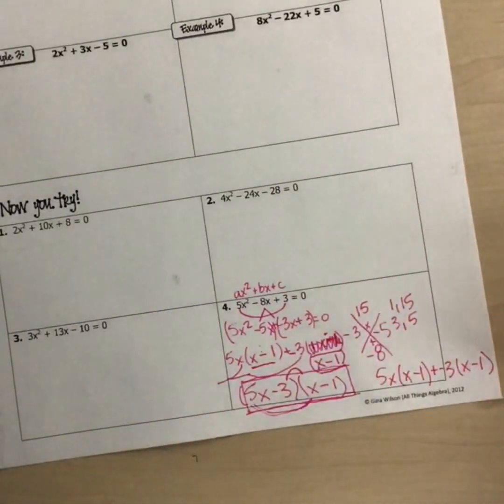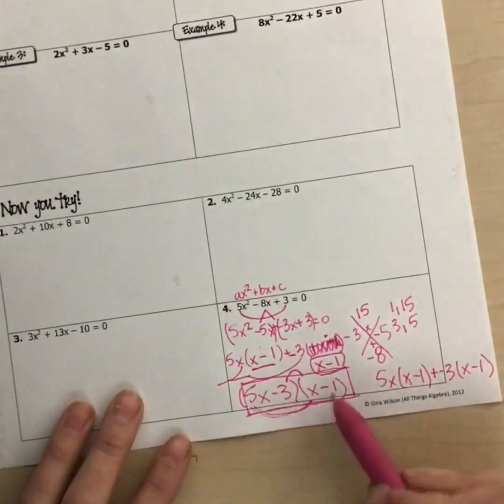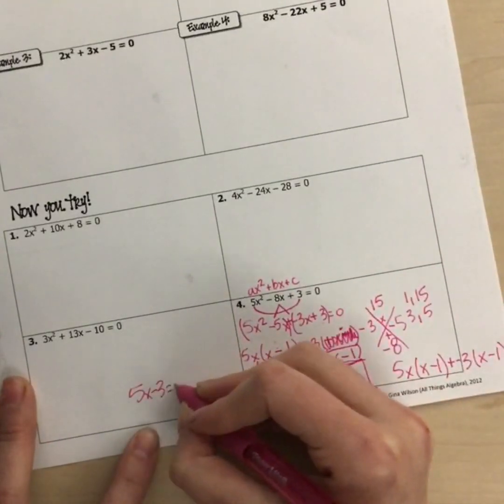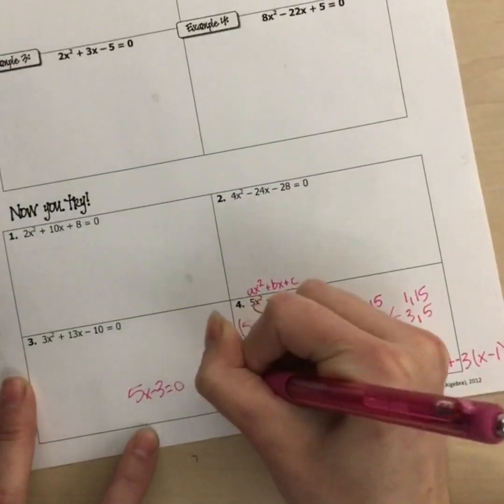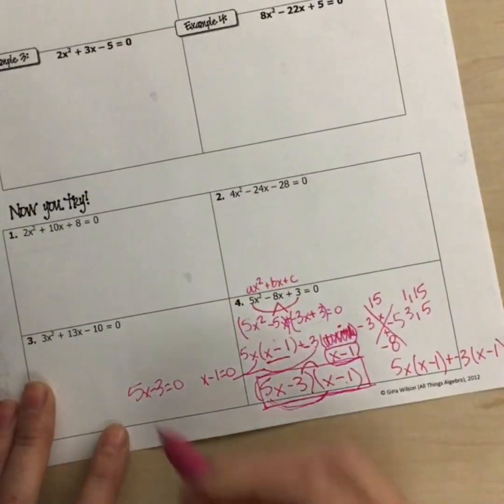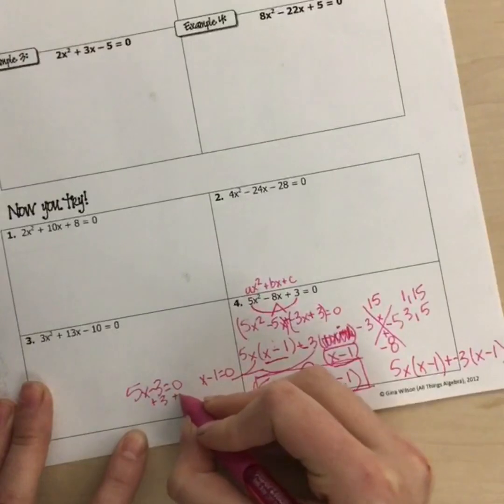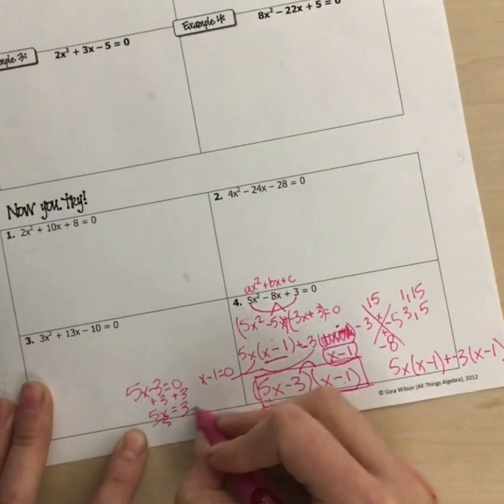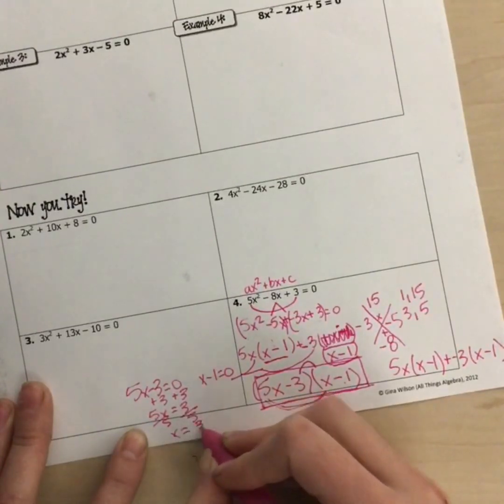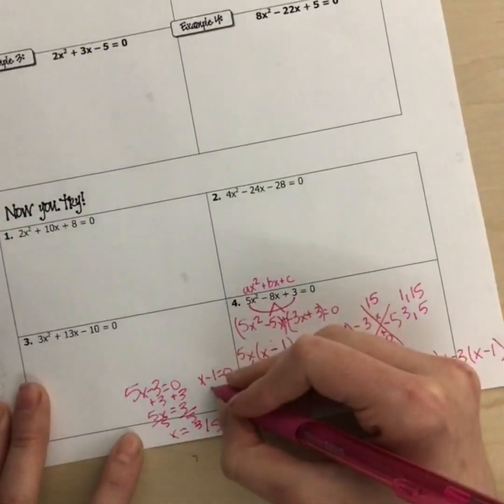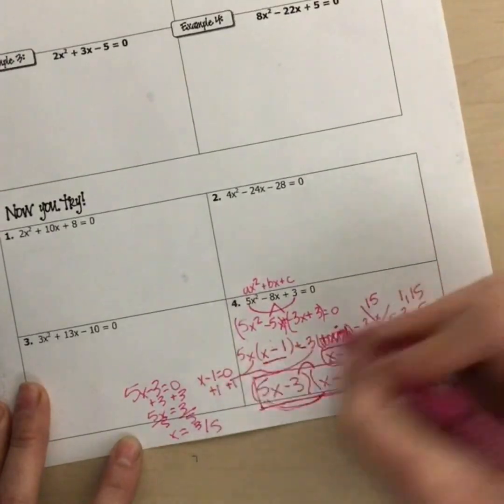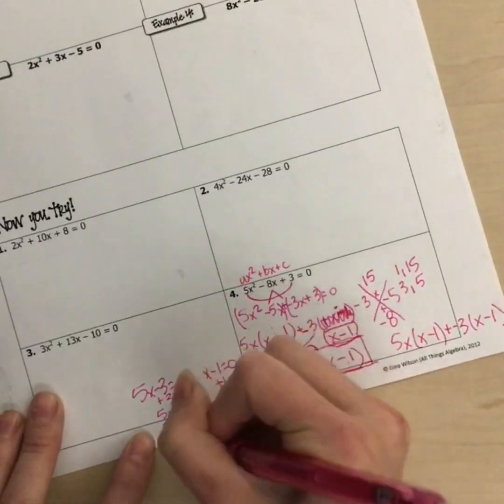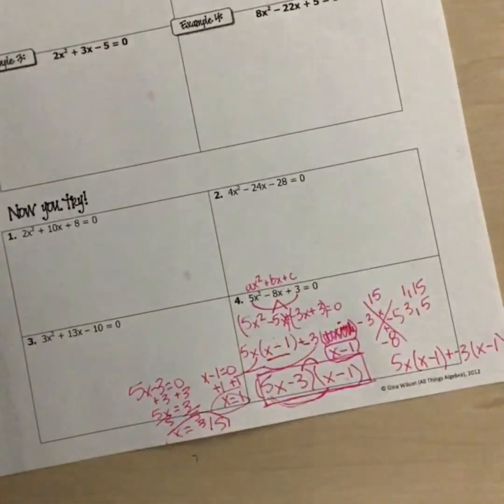As always, if I wanted to find the solution for this, I would set both factors equal to 0. So I would have 5x minus 3 equals 0, and x minus 1 equals 0. To solve for x here, I would add 3 to both sides. 5x equals 3. Dividing both sides by 5, I get that x equals 3/5. And for this one, I would add 1 to both sides to get x equals a positive 1. So my two solutions would be 3/5 and 1.